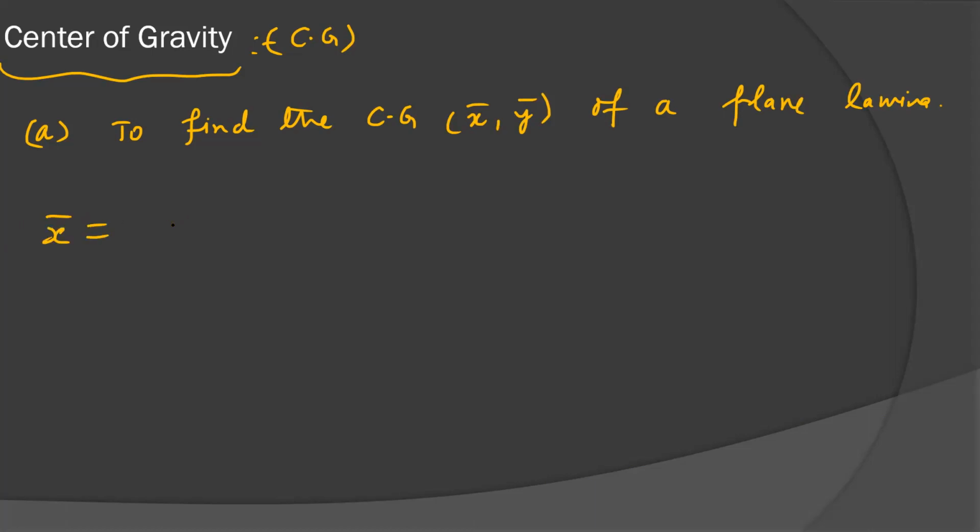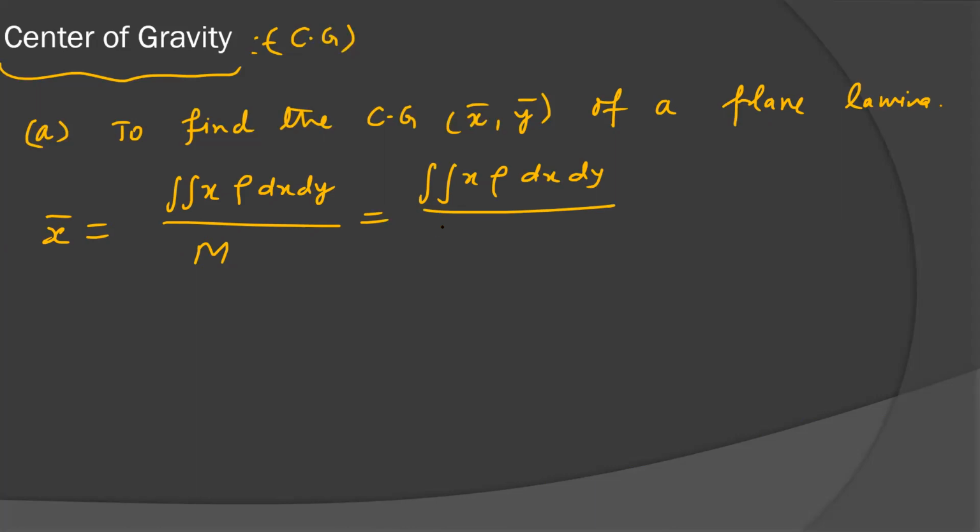X bar is, you divide by the total mass, this is your mass. And here it will be x into rho dx dy. If you are finding x bar, you know very well what your total mass is in that case. If you want, you can write it like this also: the integral of x rho dx dy over the integral of rho dx dy. This is your actually mass.